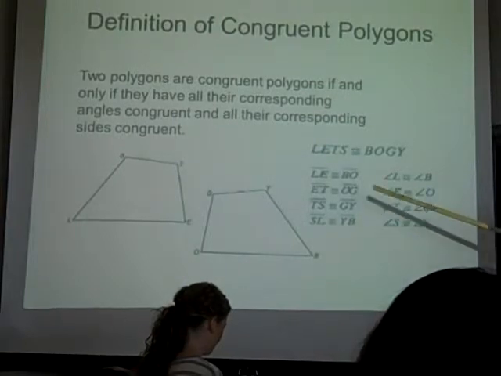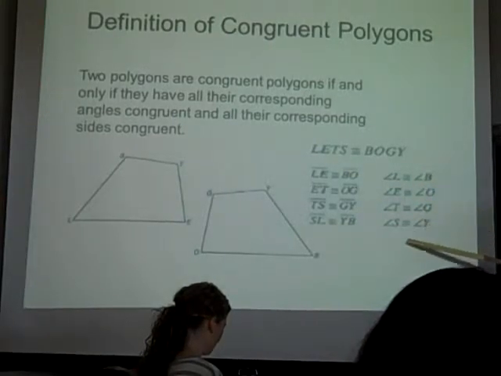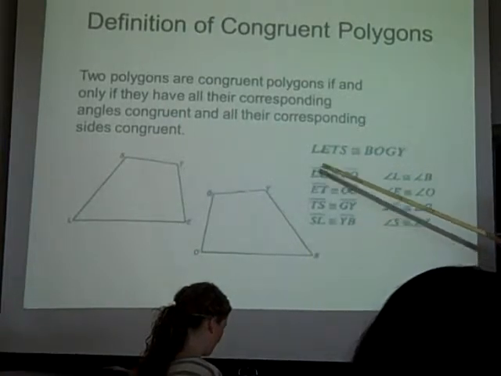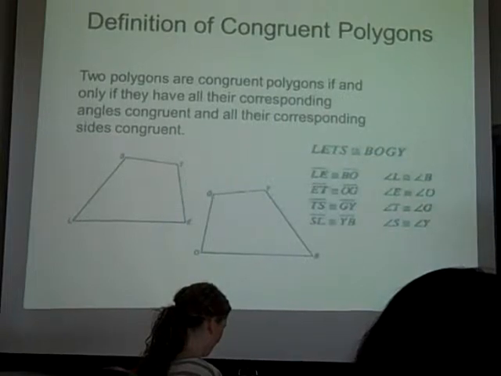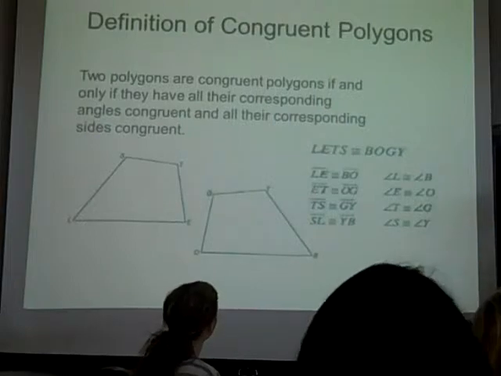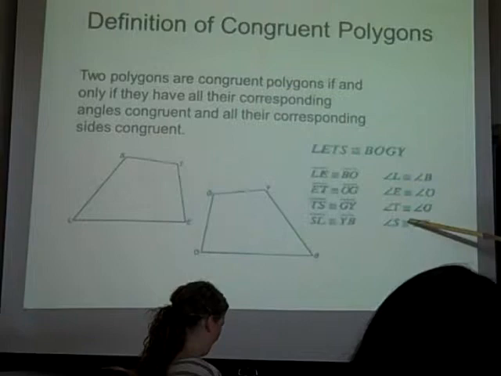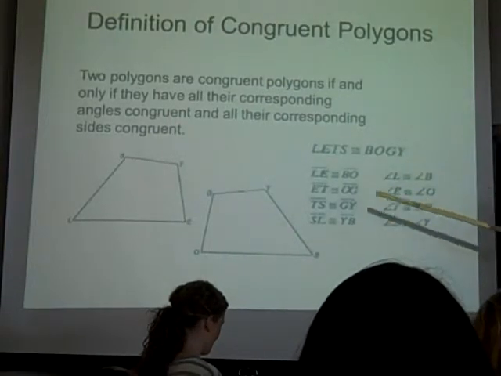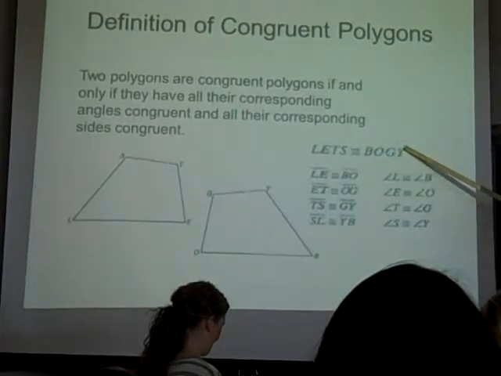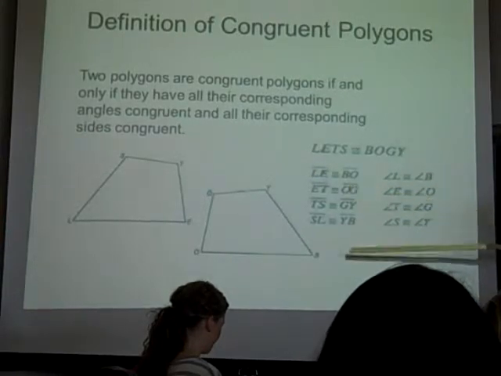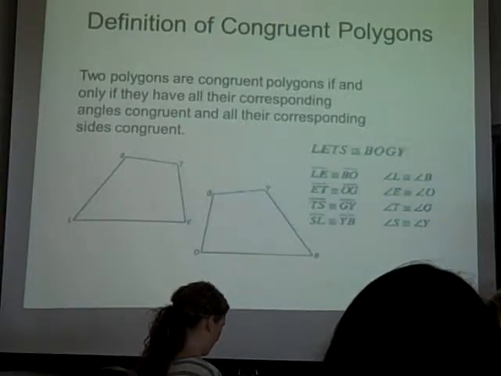If we have all pairs of sides and all pairs of angles, then the polygon LETS is congruent to polygon BOGY. By the way, this "if and only if" means it goes both ways. So I could tell you these 8 things are true, and you would know this was true. Or if I told you this one thing was true, you would know these 8 things are true. It goes both directions. That definition allows us to go both directions.